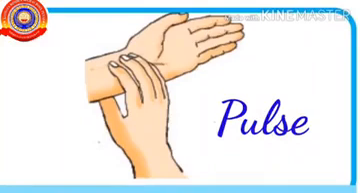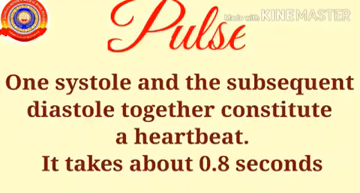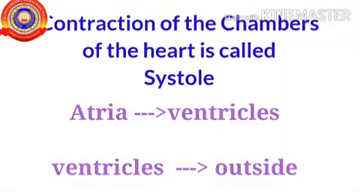Let's know about pulse. One systole and the subsequent diastole together constitute a heartbeat. It takes about 0.8 seconds. The contraction of the chambers of the heart is termed as the systole. During this phase, the blood flows from the atria to the ventricles and from the ventricles to outside.